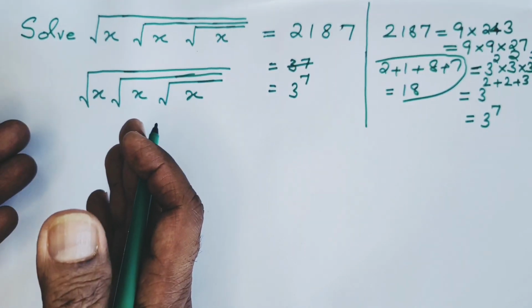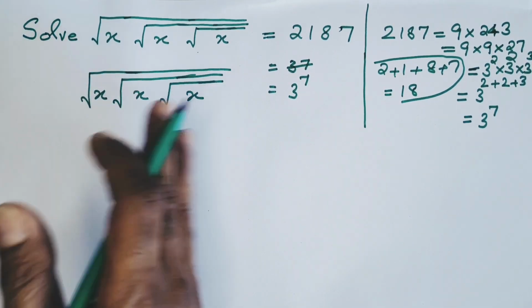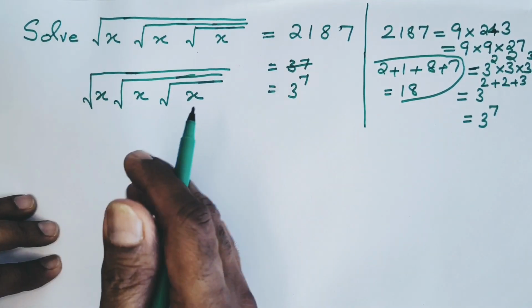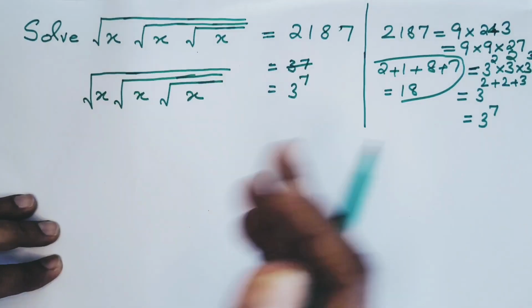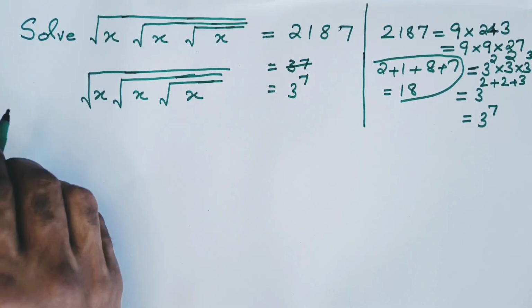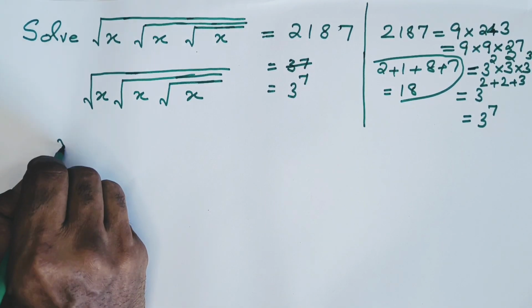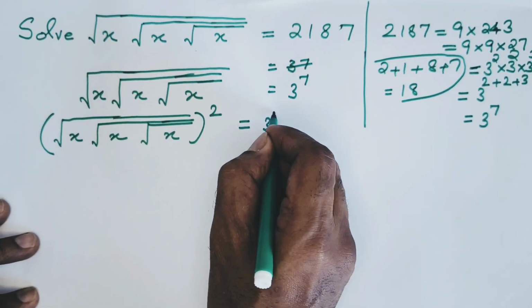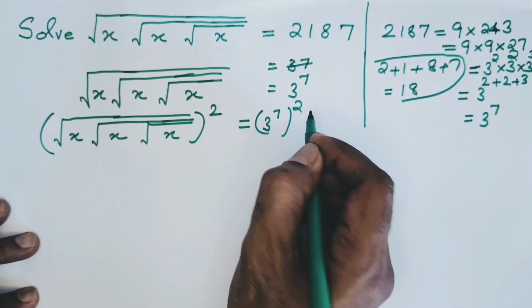Now as you can see, there are 3 square root signs. To get rid of these 3 square root signs, we need to square the whole equation 3 times successively. So let me square it first. Squaring both sides, this is what you have: x the whole squared. The right side will be 3 power 7 the whole squared.